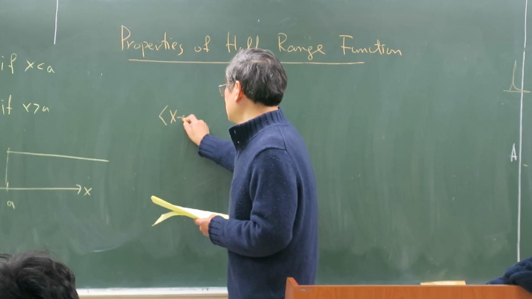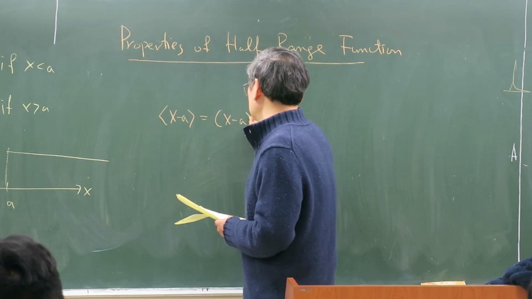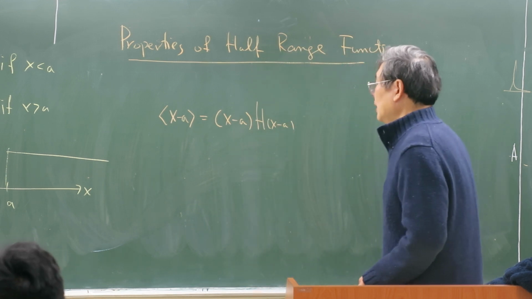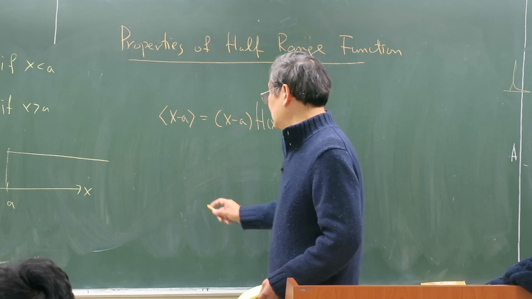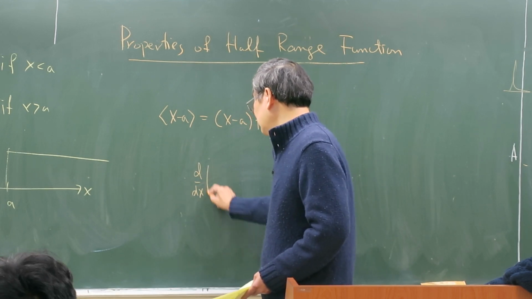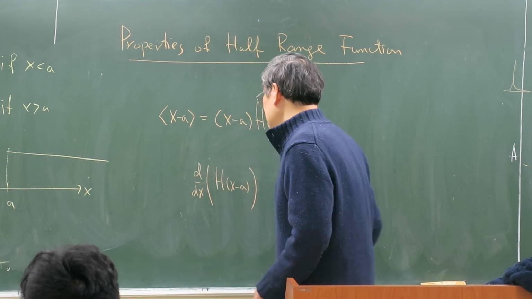X minus A. X is equal to X minus A with a Heaviside function, X minus A. And here I want to show the derivative of a Heaviside function, X minus A, equal to what?